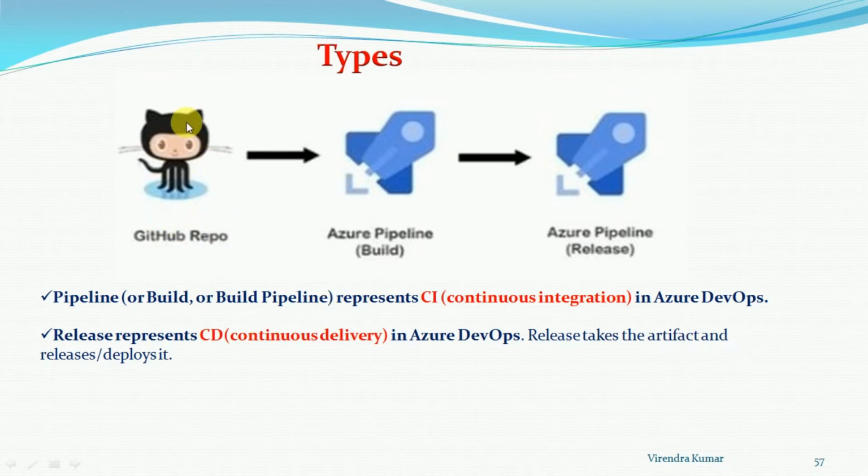When the developer pushes the code to the GitHub repository, Azure Pipelines will take it. First it comes to the build pipeline, or the build. It represents the CI, continuous integration, in Azure DevOps. Once the build pipeline is complete, it gives the output to the release pipeline. The release pipeline takes the build as an input, and in Azure we call this continuous delivery. The release takes the artifact and deploys it.